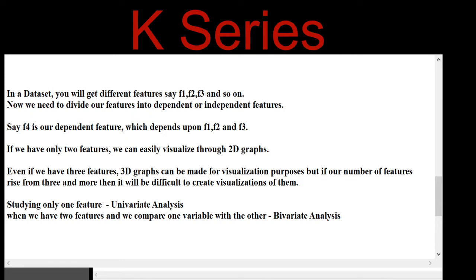As you can see on my screen, in a dataset you will get different features, say f1, f2, f3 and so on. Now we need to divide our features into dependent or independent features. Say f4 is our dependent feature which depends on f1, f2 and f3. If we have only two features, we can visualize through 2D graphs. I'm talking about supervised learning only here.